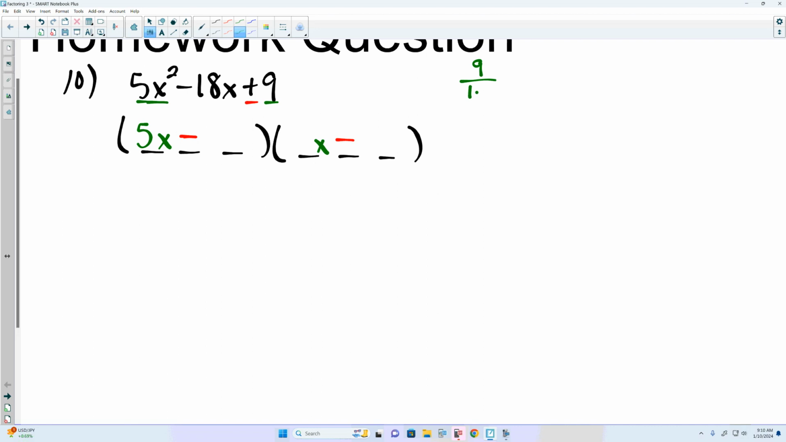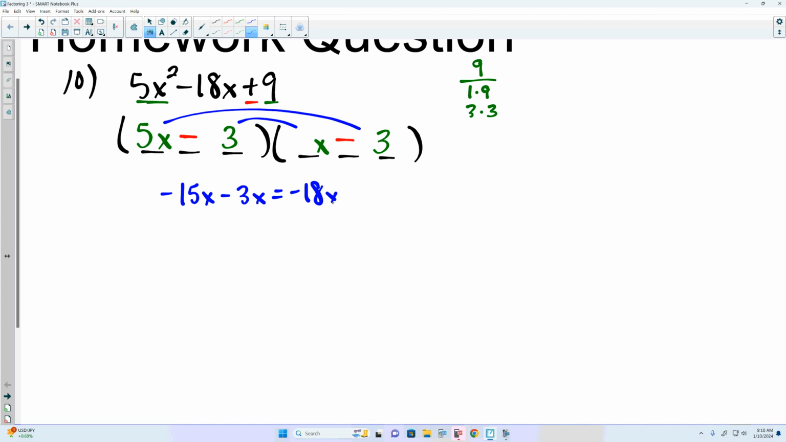Now our factors of 9, the second one, 1 and 9 and 3 and 3. I'll try 3 and 3 first. And if we check this here, 5 times negative 3 would be negative 15x. Negative 3 times x would be negative 3x. And negative 15x minus 3x would be negative 18x. So these are our factors. 5x minus 3 times x minus 3. And that's it.